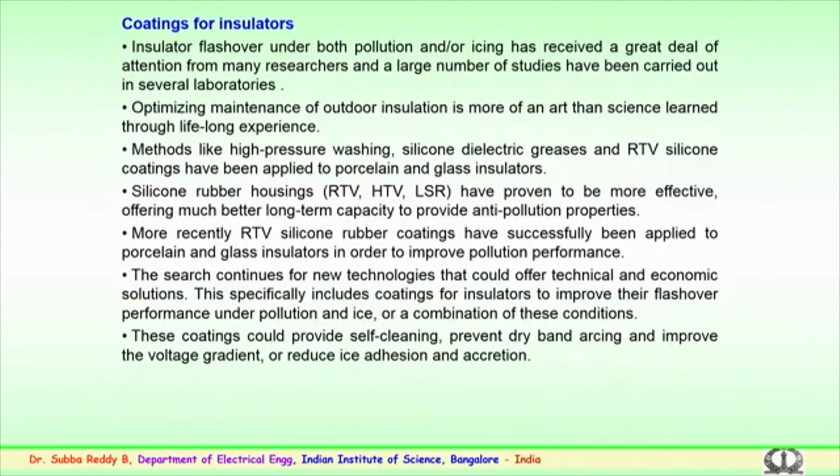So, coming to coatings for insulators. Previously, coatings for conductors were also discussed, so we will focus on the insulators part. Coatings on insulators are mainly used to prevent insulator flashover under pollution, contamination or icing, which has received a great deal of attention from many researchers. A large number of studies have also been carried out in several laboratories, and development has taken place.